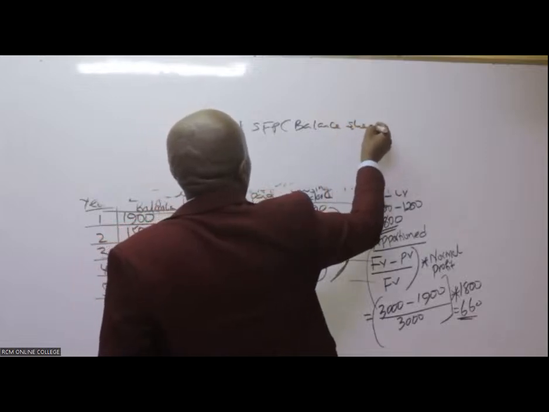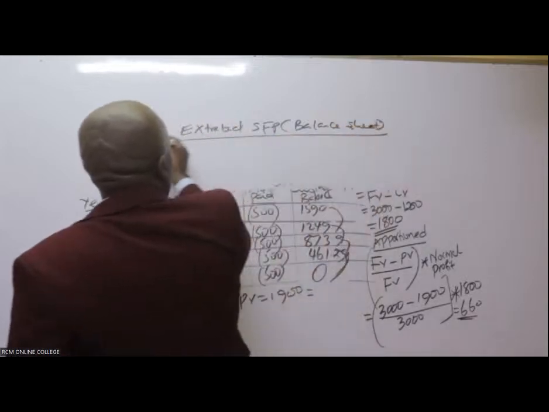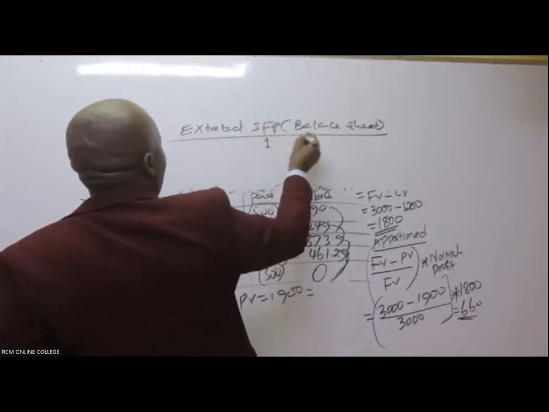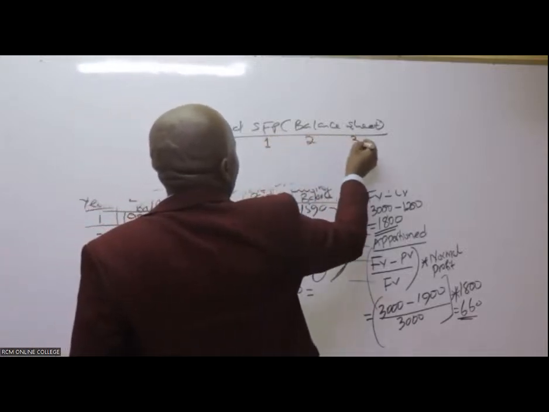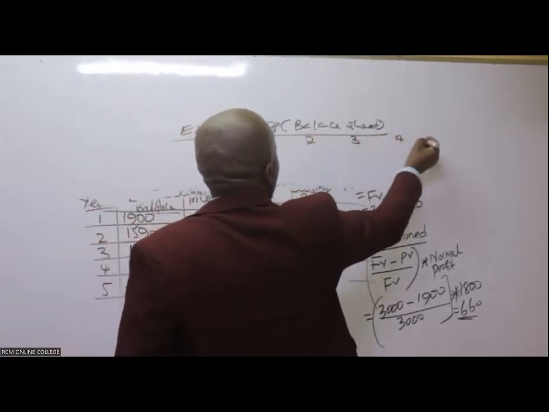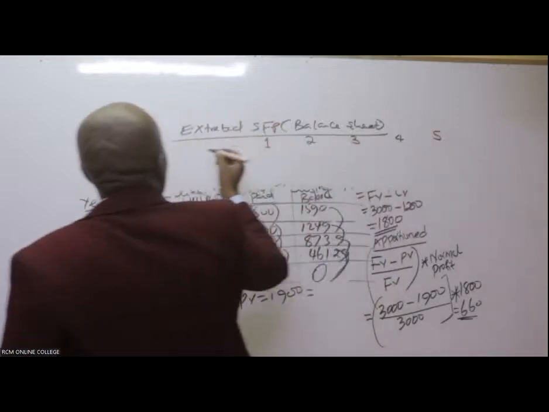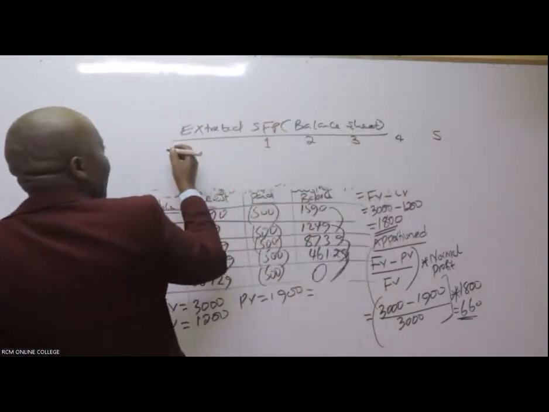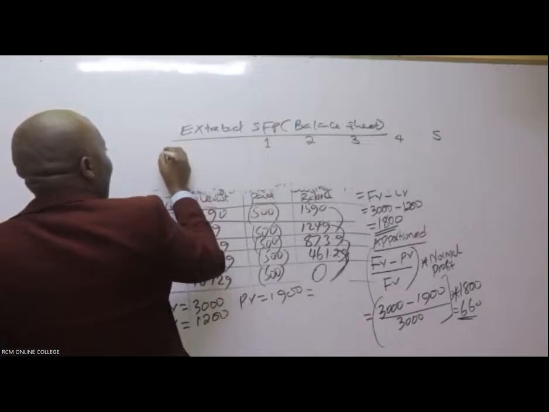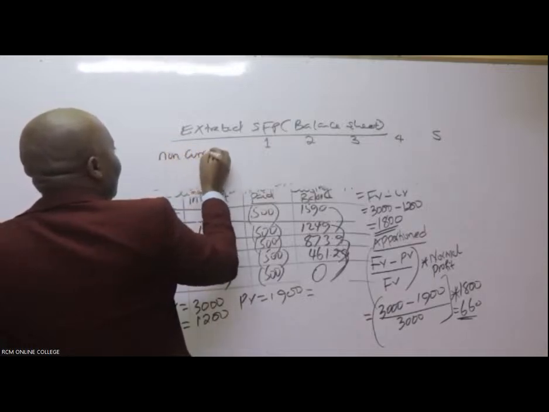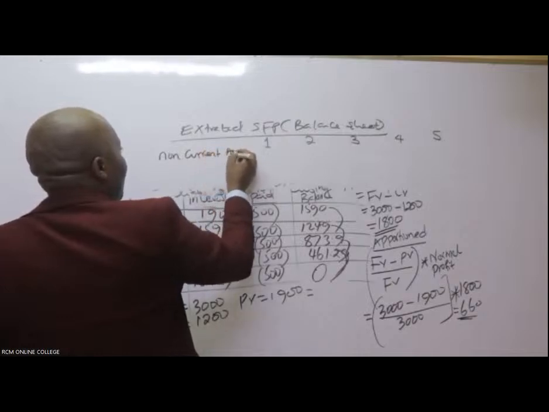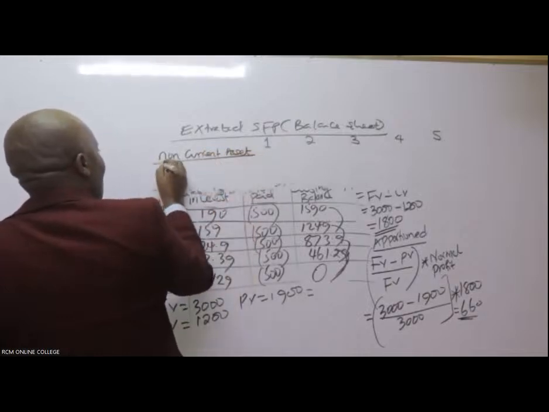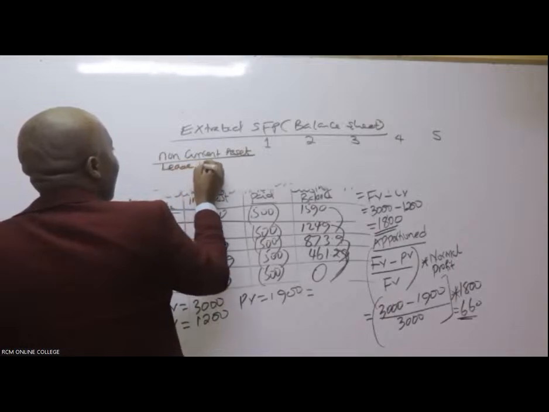This, of course, is the balance sheet. So we have year 1, year 2, year 3, year 4, year 5. Under assets here, we shall have non-current assets. So we shall be having what we call the lease investment.